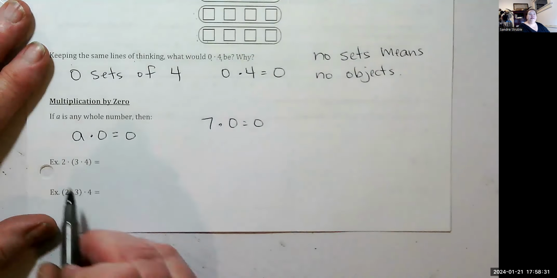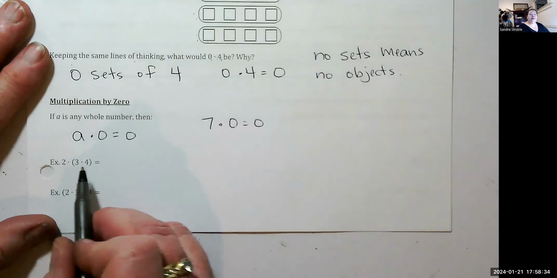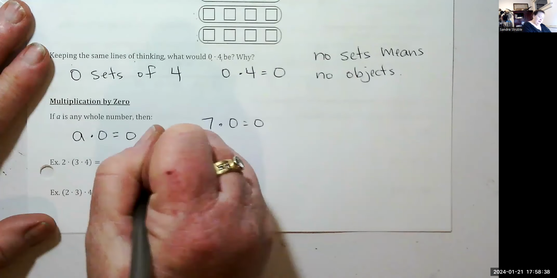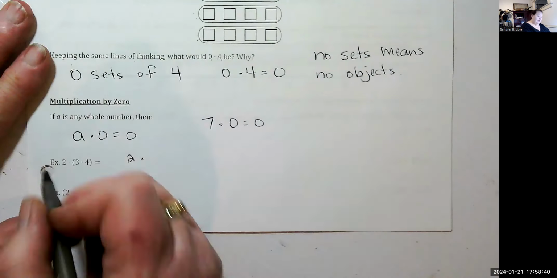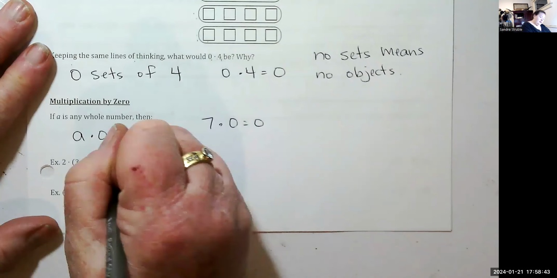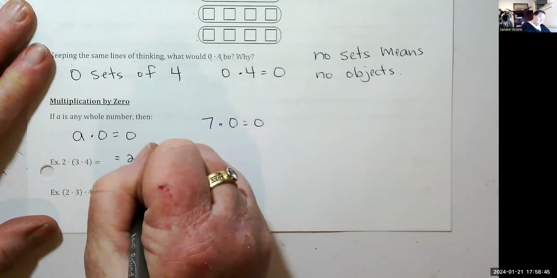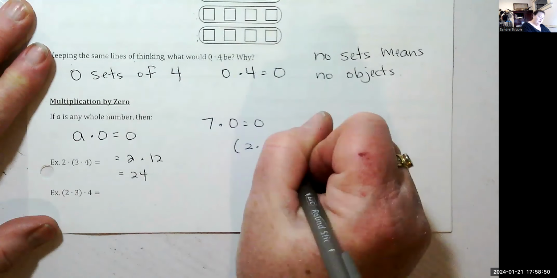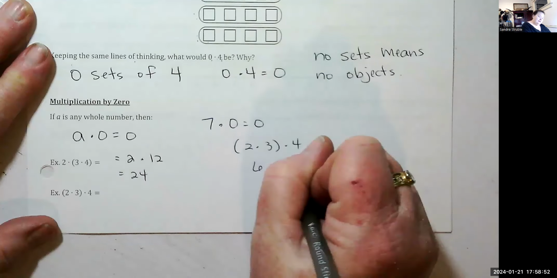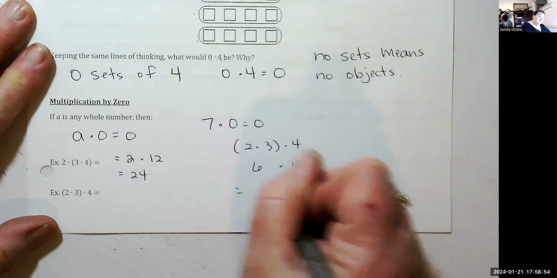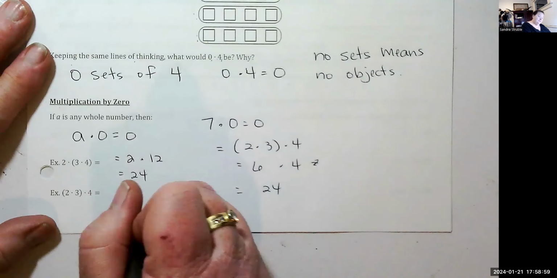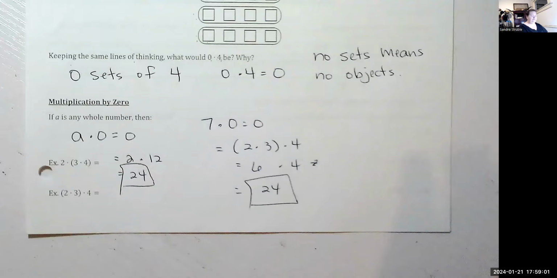Example of 2 times 3 times 4. Remember, we do what's in the parentheses first. 3 times 4 is 12, and 2 times 12 is 24. This one I'm going to bring over here: 2 times 3 times 4. 2 times 3 is 6, times 4 is 24. So they're the same. Well, what does that mean? Go to the next page.